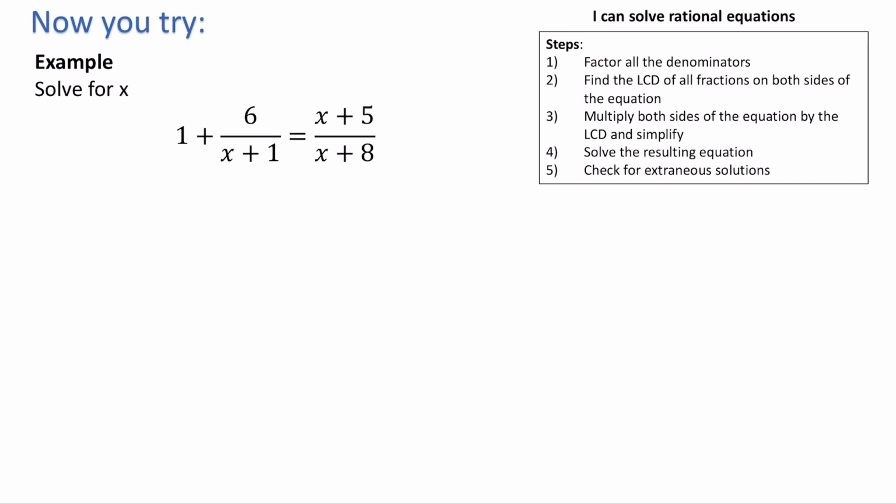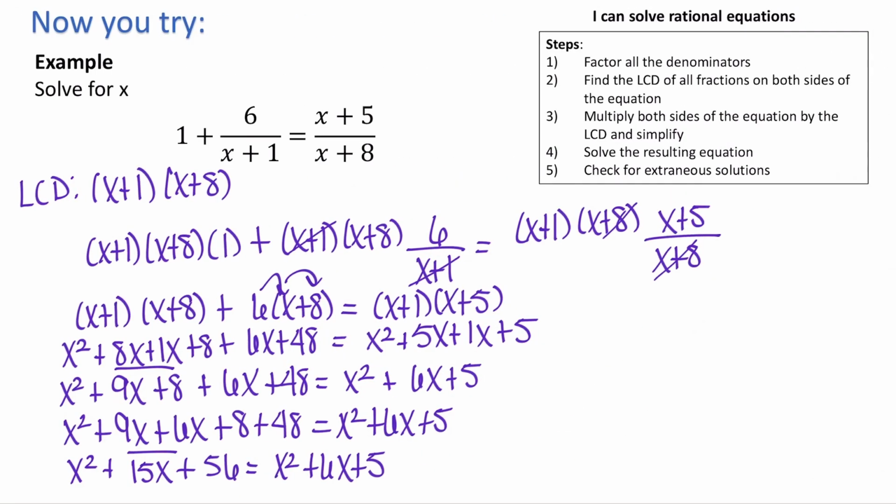Okay, so now you can go ahead and pause the video and try an example on your own. So in this case, our LCD is going to be, once again, just the product of the denominators, x plus 1 times x plus 8. So I'm going to multiply every single term in this equation by that x plus 1 times x plus 8. So the first term, we get x plus 1 times x plus 8. Next term, we have 6 times x plus 8. And then we have x plus 1 times x plus 5 on the right.